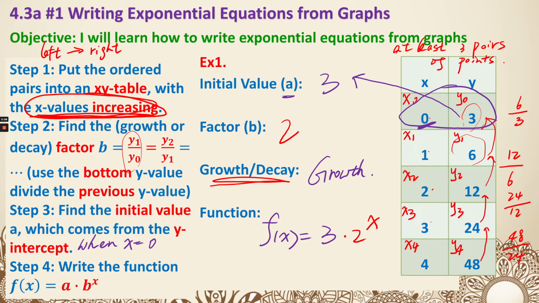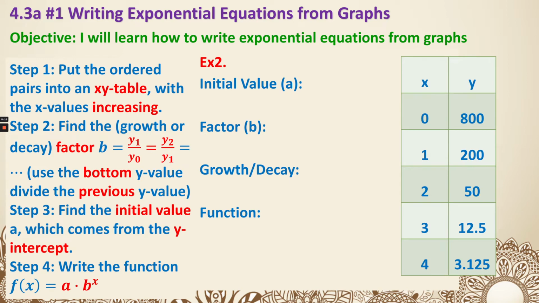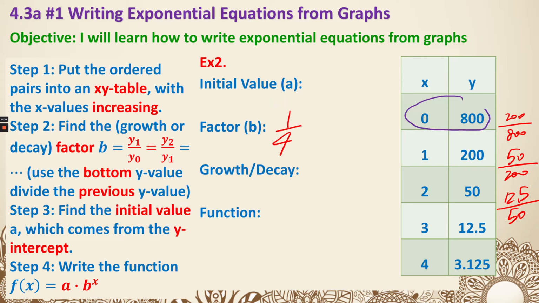So that's example 1. Moving on, example 2. Same steps. Bottom divided by the top, so it's going to be 200 over 800. And I'm going to check another one, 50 over 200, or 12.5 over 50. All of these are going to simplify to 1/4. And that is my factor. As for my initial value, that comes from the y-intercept, which is going to be 800. And this time, you see the y value is getting smaller. My x is still increasing, that doesn't change anything, but my y is getting smaller, so that is going to be decay.